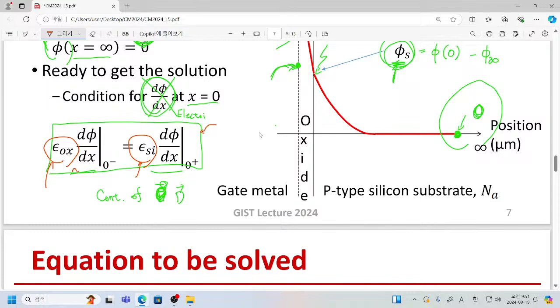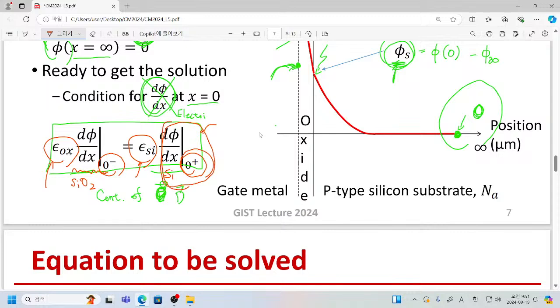Then how about this first derivative of your electrostatic potential? Here you have 0 minus and 0 plus. What does it mean? This is the electric field evaluated at your silicon dioxide part, and this positive part corresponds to the electric field evaluated at your silicon part. Fortunately, in our previous lecture, we have studied this quantity.